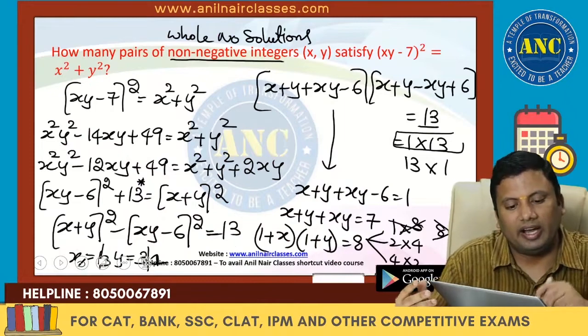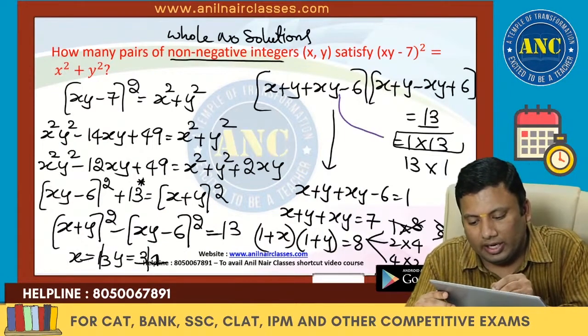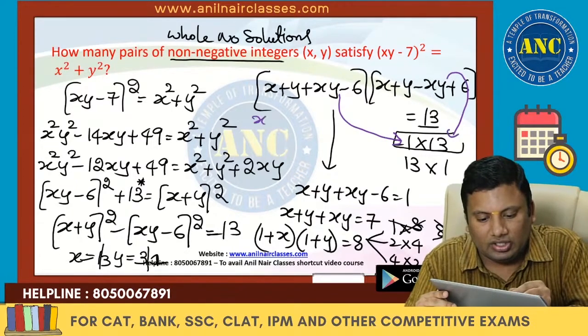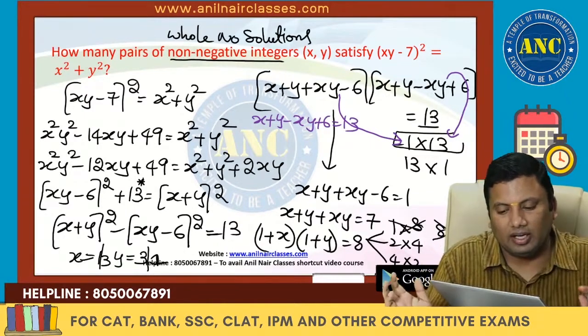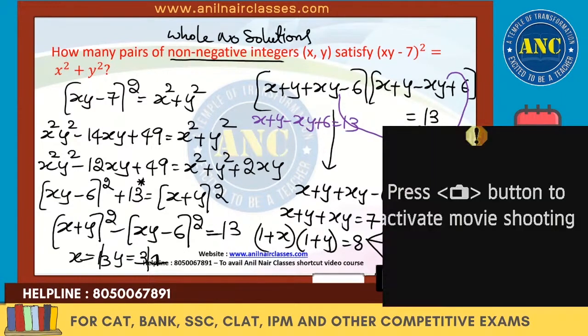I hope the idea is clear, right? A square minus b square. So this I took as 1. That means this should be 13. Let us check: x plus y minus xy plus 6, it has to be 13. Check the values. If you are getting that, that is the pair. If you are not getting the value, that is not the answer. I hope the idea is clear.